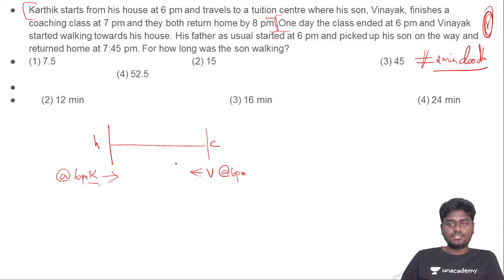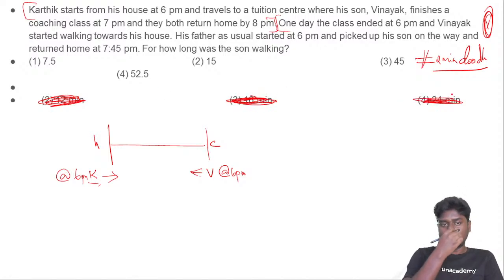Is that the right answer? Whether he walked only 12 minutes, is that the right answer? I think you need to quickly cross check. We have multiple options here. Kindly just ignore these options, these are not the relevant options. The options are 7.5, 15, 45, and 52.5. That's your options.